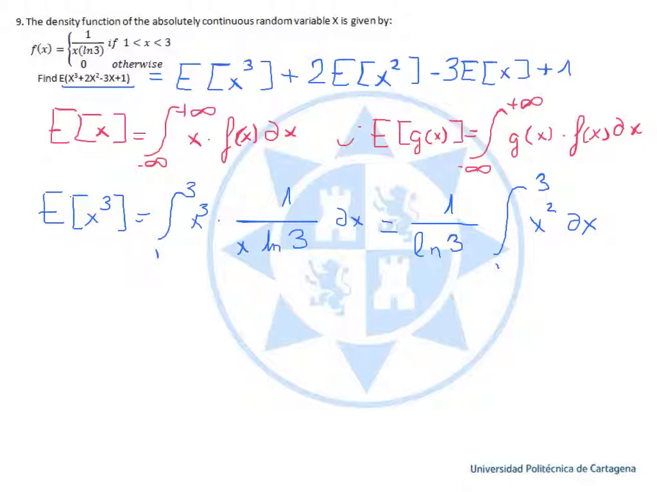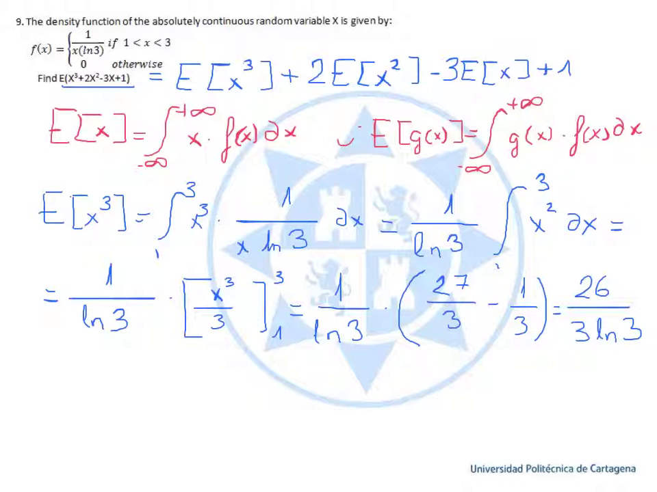Applying the properties of integrals, we take off the logarithm as it is a real number, and we get the x squared. Now, following the calculus, we've got this integral, and the following step is substituting the values 3 and 1, and we will get the result. So here we can see the result of this expected value.